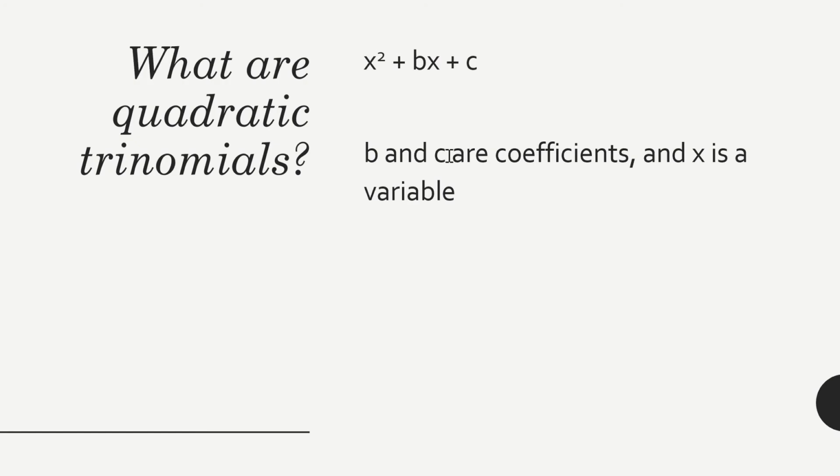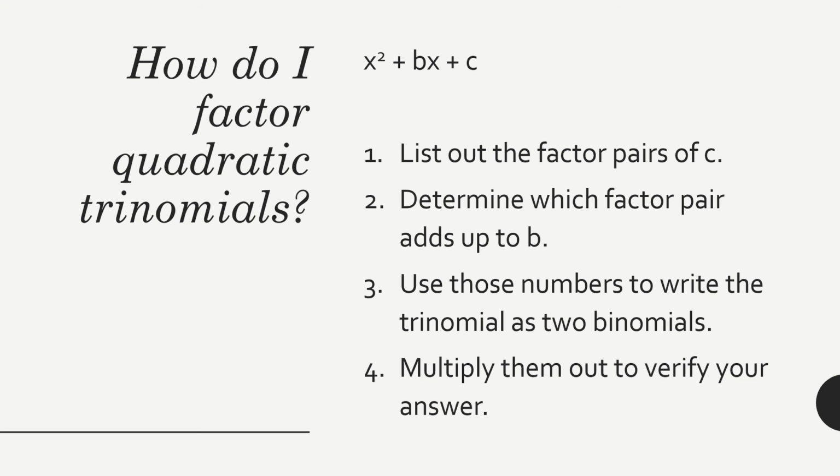So just as a reminder, this is what a quadratic trinomial looks like. You have x squared plus bx plus c, where b and c are coefficients and x is a variable. And for the ones for today, remember that c is going to be negative. So the steps for factoring quadratic trinomials are listed right here. We went over these in the last video, and so I'm going to leave those steps right here on the left-hand side as we do some examples.